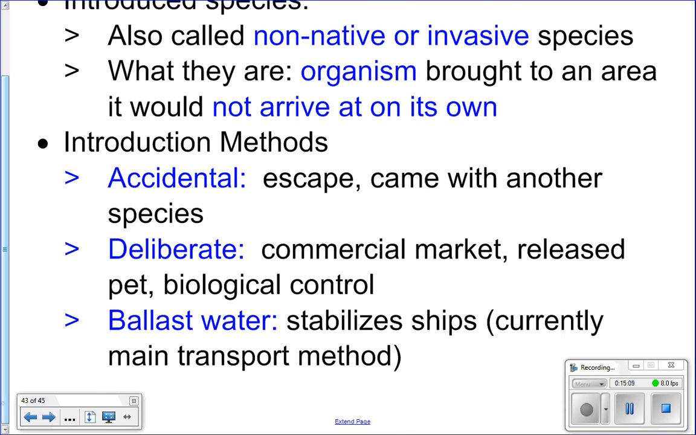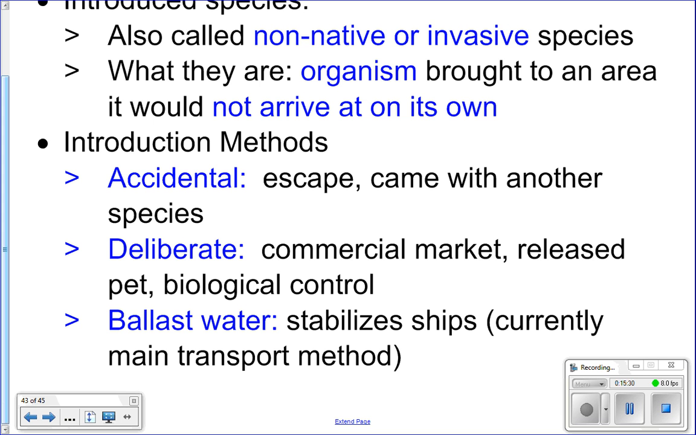You can also have deliberate introduction. So for example, let's say that boa that you ordered from Africa, you didn't realize how much work it was going to be to take care of. And so you say, oh, rather than kill it or give it to somebody else, I will just go release it into the wild. It'll be fine.